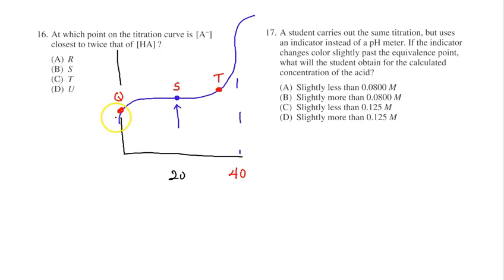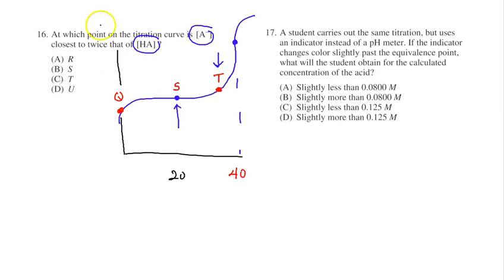Okay, so number 16, they're saying at which point in the titration is the conjugate base closest to twice that of HA. So we know the equivalence point is right here. We know the max buffering, when they're equal, is right here. So if there's more conjugate base, T is the best choice, where we would have something closest to twice of that.